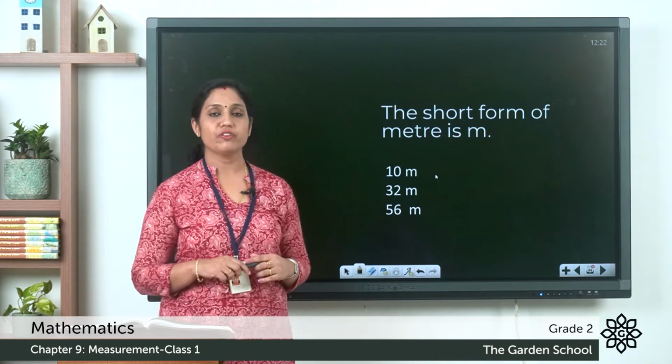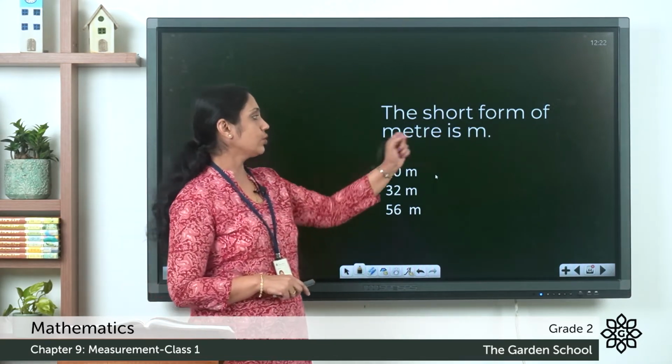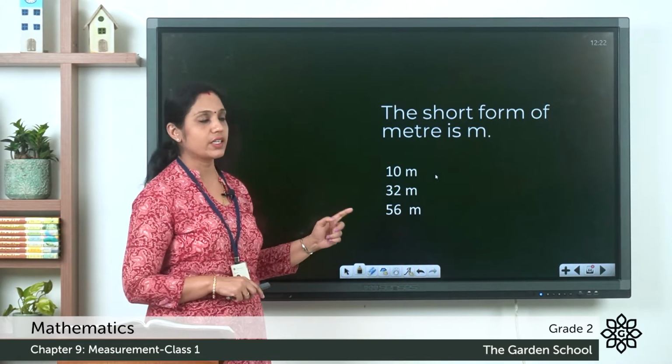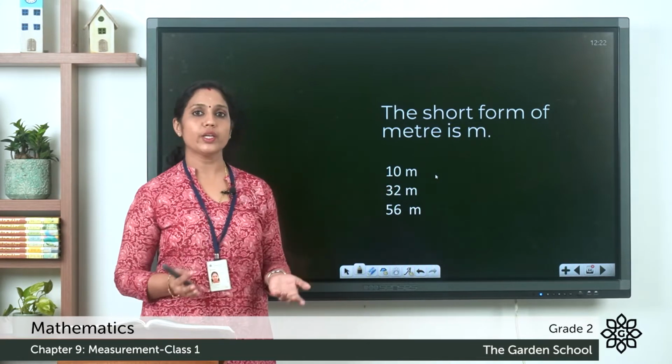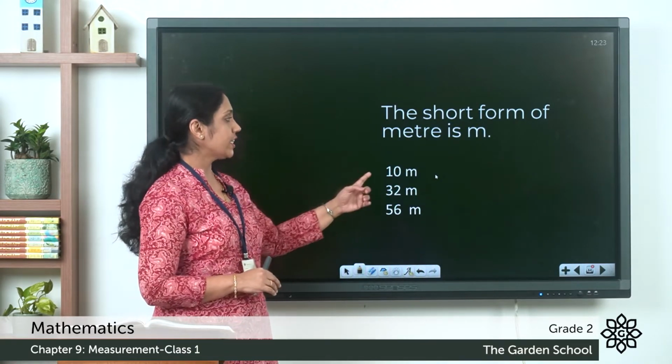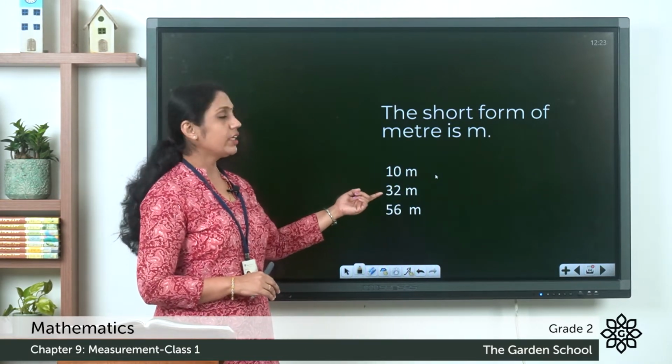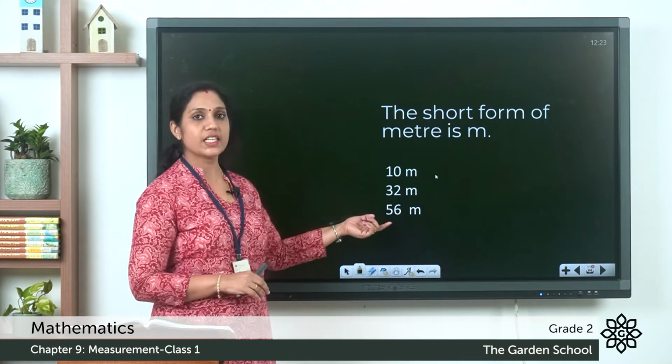And the short form of meter is m. So when you see like this, here it is written 10 m. So how can you read that? It is read as 10 meter, 32 meter, 56 meter.